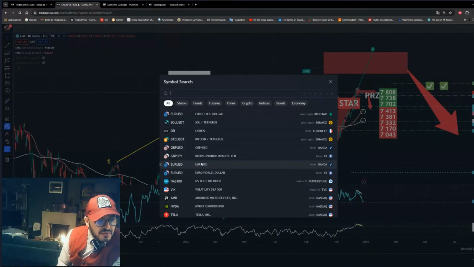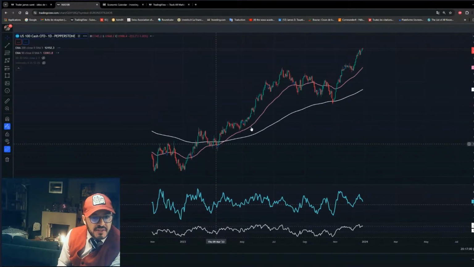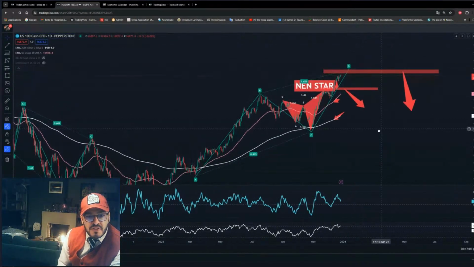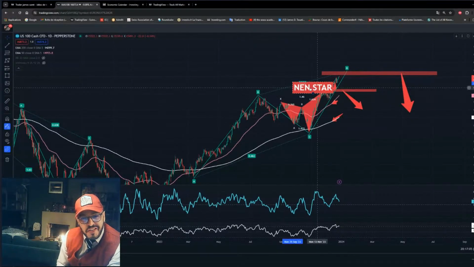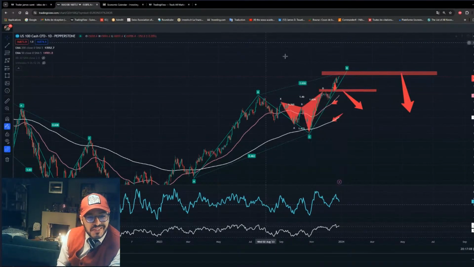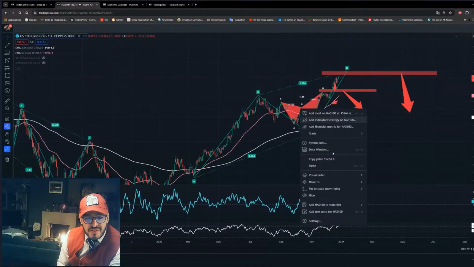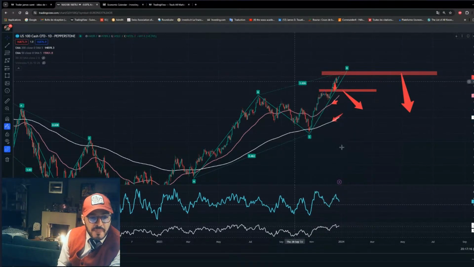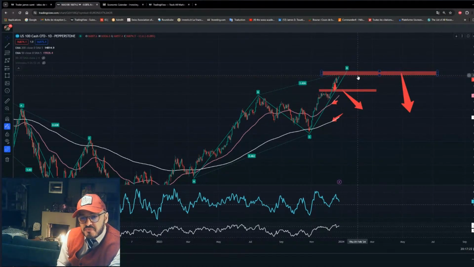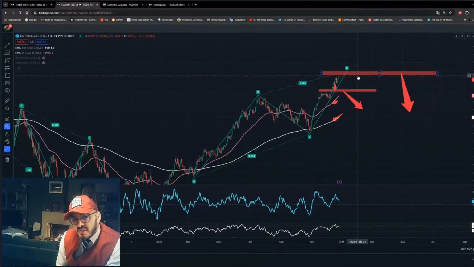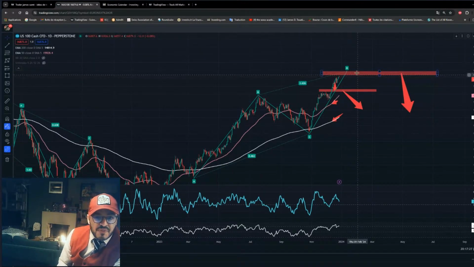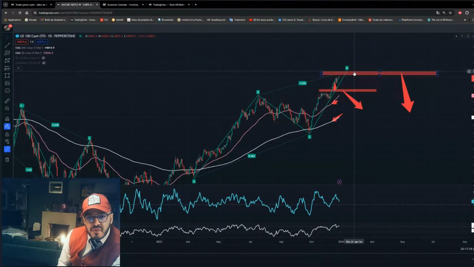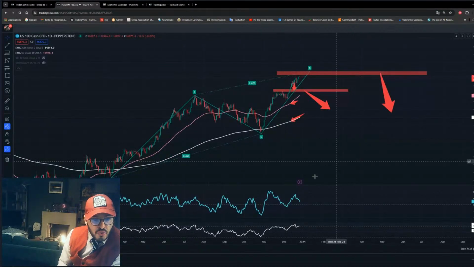Action. Okay, let's do Nasdaq. Now the Nasdaq, it's fantastic. We have the N-star. The N-star has been destroyed. My N-star is not valid anymore, then I remove this N-star. But we have an ABCD pattern, as you can see, and we can reach these levels. For example, the new PRZ is 16,950 or maximum 17,153. So look, it's fantastic.